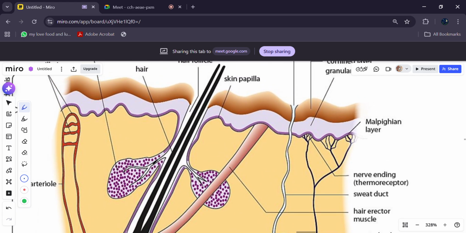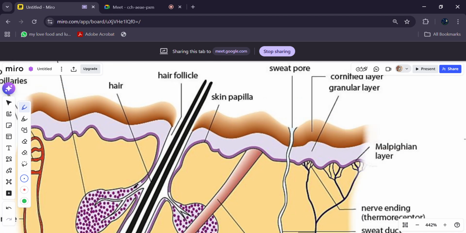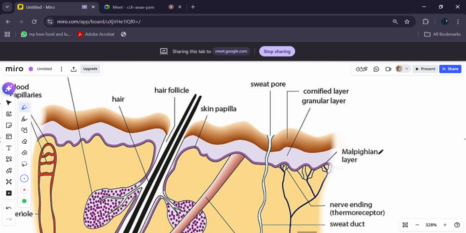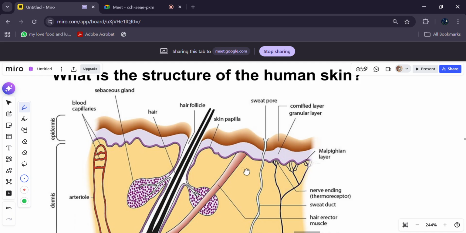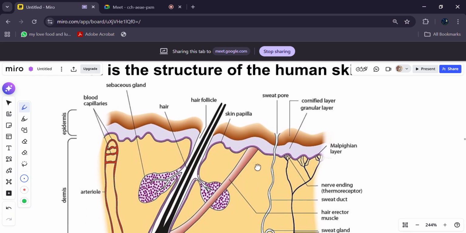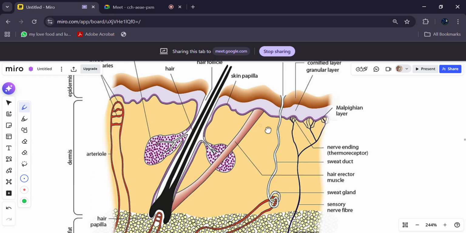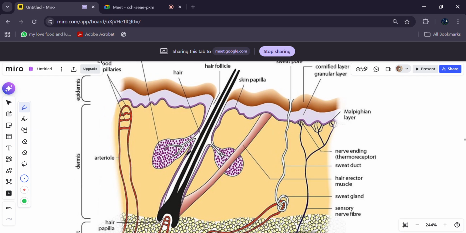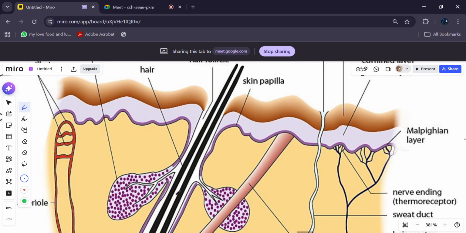Now the hairs are produced by the epidermis, and the Malpighian layer of the epidermis sinks into the dermis, forming a hollow tube. This hollow tube is called the hair follicle, and here is where the hair grows.